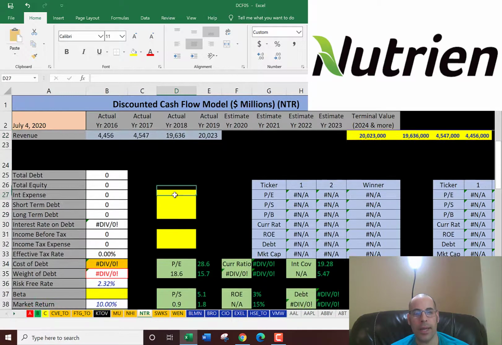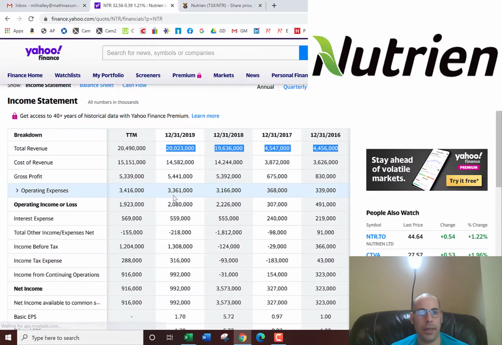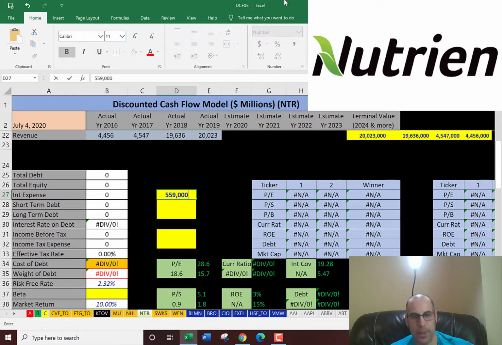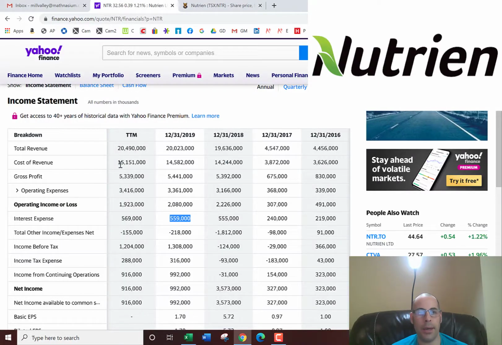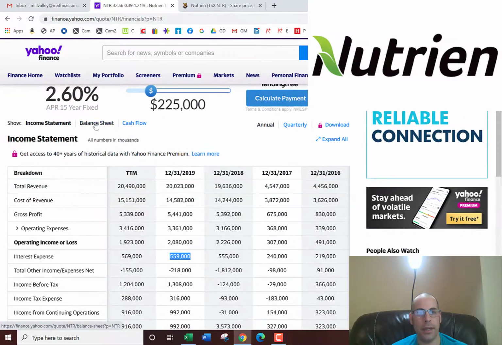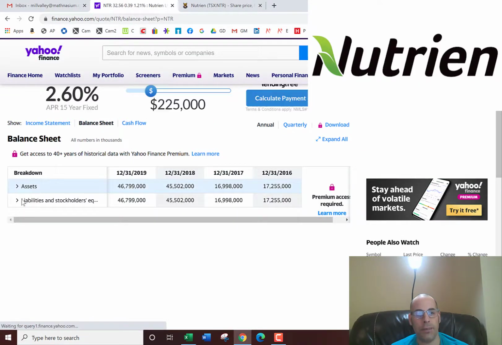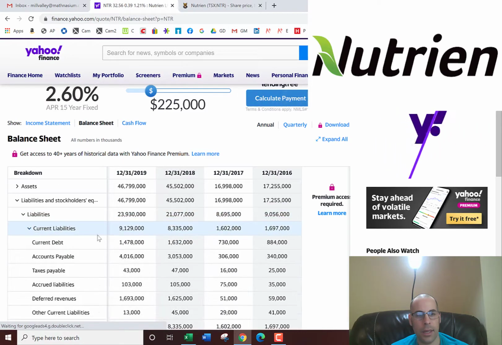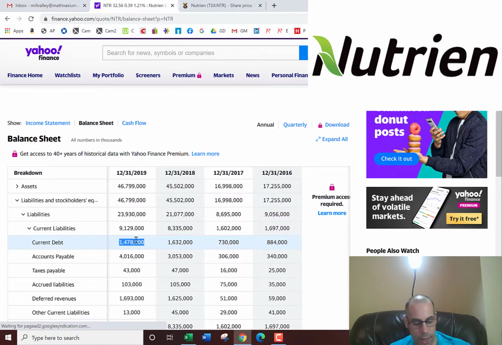Let's figure out the capital structure of the company to figure out what discount rate to apply to the future cash flows. So they pay interest expense of $559 million. That's interest they pay on their debt, and that's on the income statement. Let's go to the balance sheet to figure out how much debt they have. We'll go to the liabilities section. And current liabilities shows the current debt of $1.5 billion.